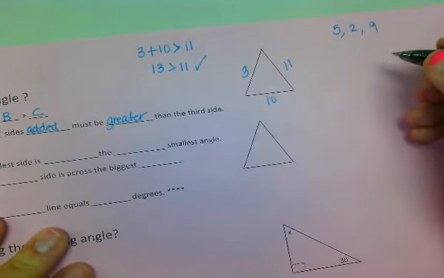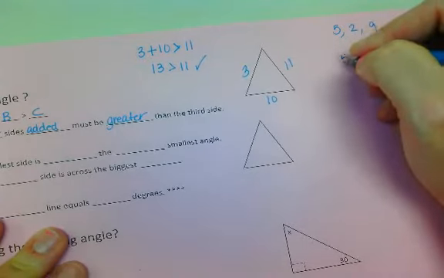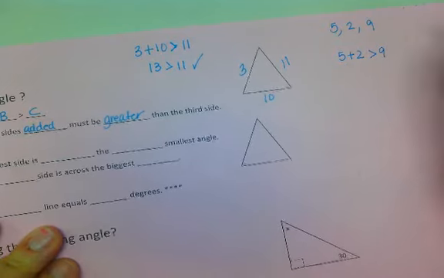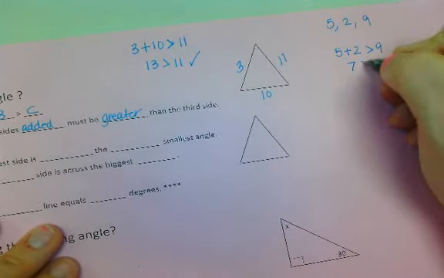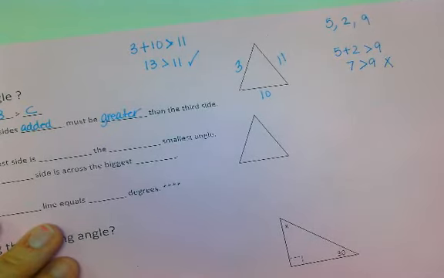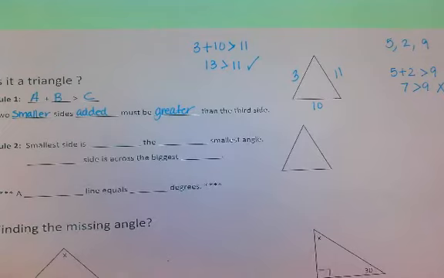So you say, okay, well, I know this rule. That rule is we take the two smaller sides, so 5 plus 2, and we see if it's greater than 9, which is our third side. So 5 plus 2 is 7. Ooh, 7 is not greater than 9, so this is not a triangle. And if you want to write that down, you can. Not a triangle. Okay? So that's how you do rule 1.